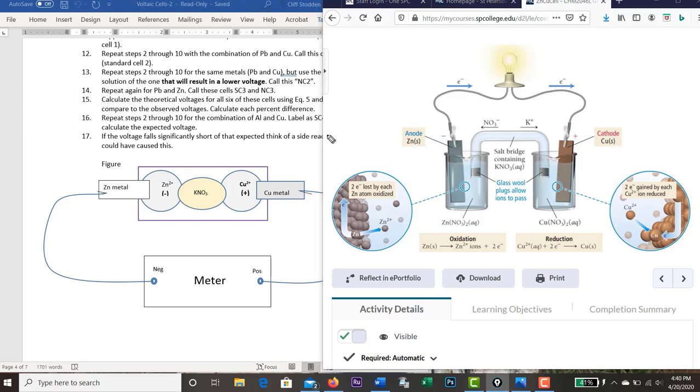So with that setup, in the experiment we would have attached a meter, where the negative terminal of the meter would have been attached to the zinc, and the positive terminal of the meter, a voltmeter measuring voltage, would be connected to the copper. In this picture they don't have a meter. Instead they have a light bulb, which would just show that there would be current going from the zinc to the copper if this reaction took place. But for us, instead of a light bulb, that's replaced here by the meter itself.